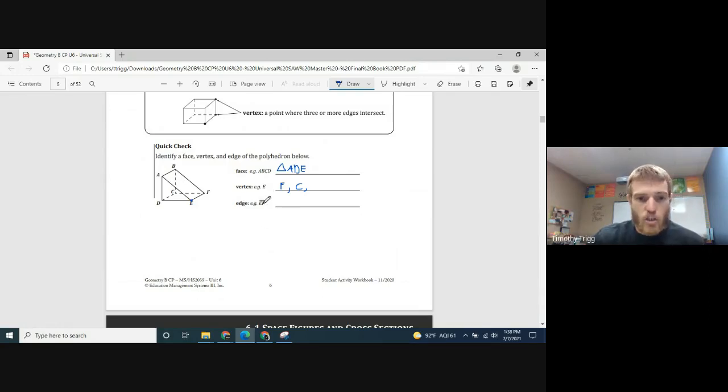And then an edge. An edge connects 2 of the vertices together. So the example they give is EF, and they put a little bar on top. So generally line segments, which edges are line segments, they get a little bar on top. So another example might be AB is another edge to this. So when you have a three-dimensional figure, this is an edge, this is an edge, this is an edge, right?